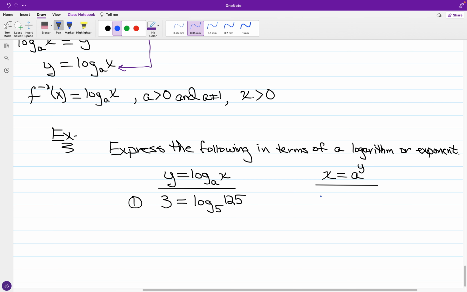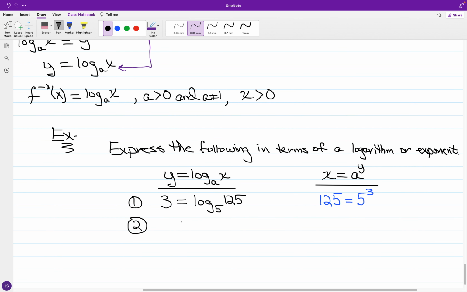So x, we have at 125, is equal to what is now going to be the exponential base a, which we had in this statement as the logarithmic base a, which we have at 5. And for y, that is 3. So you have 125 is equal to 5 to the third, and 3 is equal to the base 5 logarithm of 125. These are the logically equivalent exponential and logarithmic ways of saying the exact same thing.